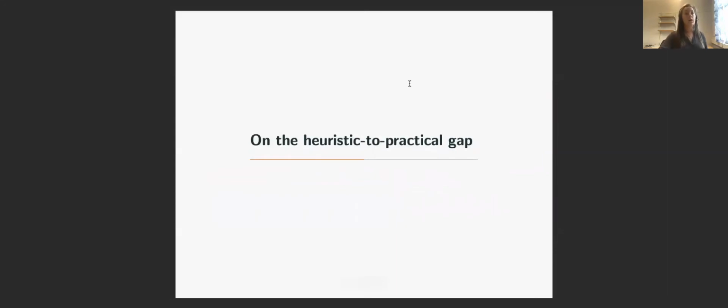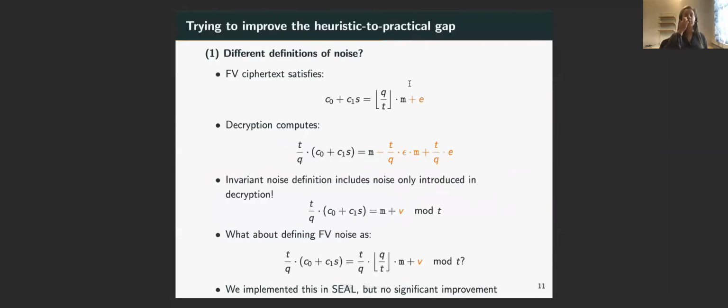And so on this heuristic to practical gap, we've tried various methods of improving it. And this part will be the supporting evidence for our claim that it cannot be improved via the heuristic worst case method.